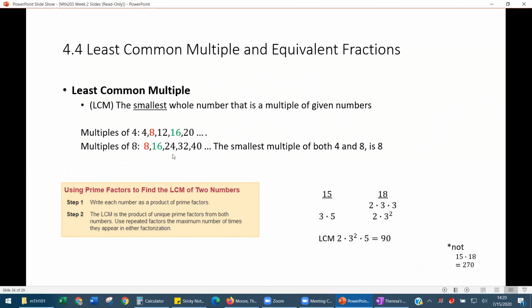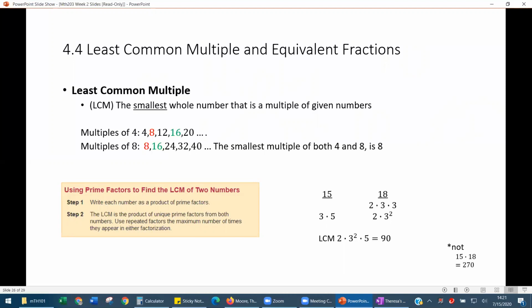Here we look at 4 and 8, do our multiples. We see 8 and 16 are both common, but 8 is smaller. So the least common multiple is the product of unique prime factors. Prime factorization is another way to find the least common multiple, which you'll see later. The least common multiple of denominators of 2 fractions is the lowest common denominator. We'll talk more about that later.